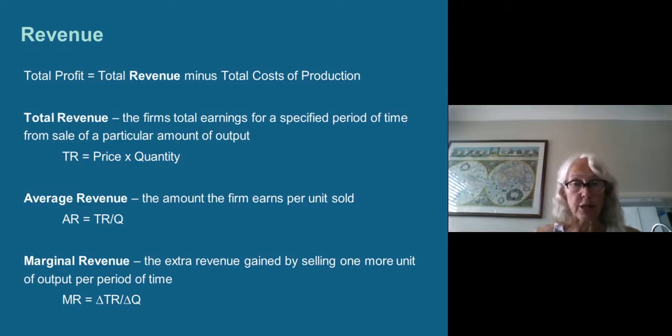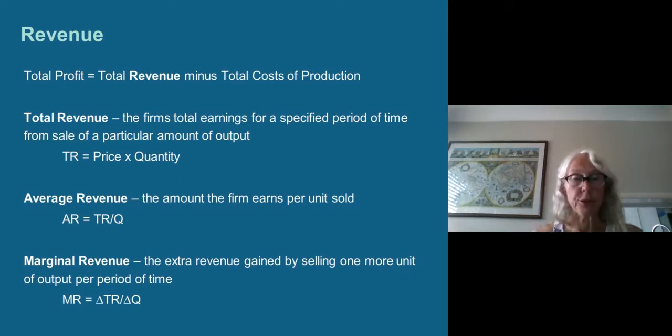So our total profit equals the total revenue minus the total cost of production. And basically our total revenue is the firm's total earnings for a particular period of time from the sale of a particular amount of product or output. So our total revenue is the price times the quantity. So if you sell 100 tickets at £5, your total revenue is going to be £500.